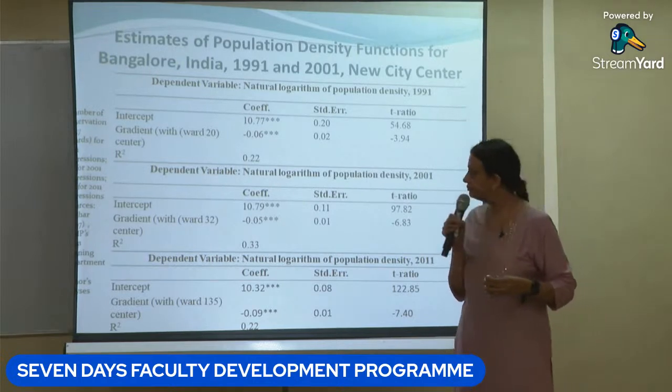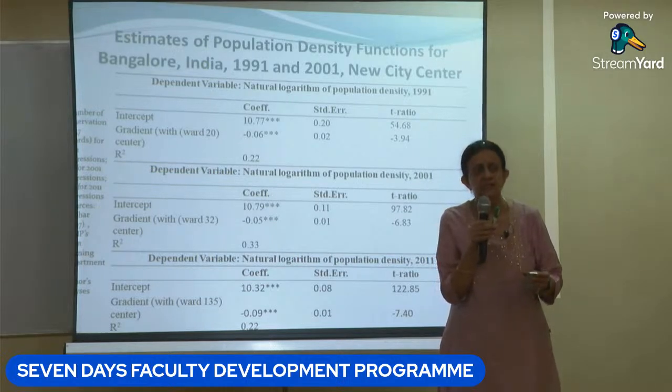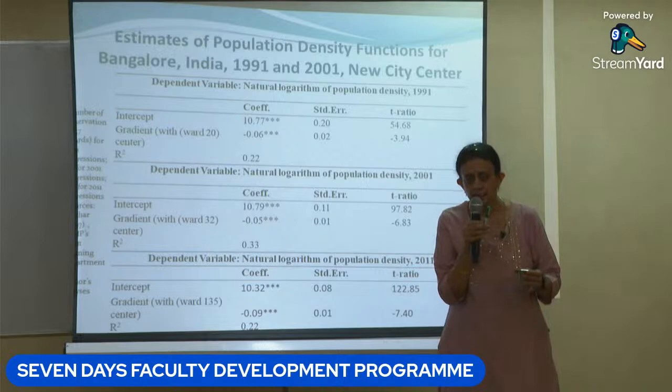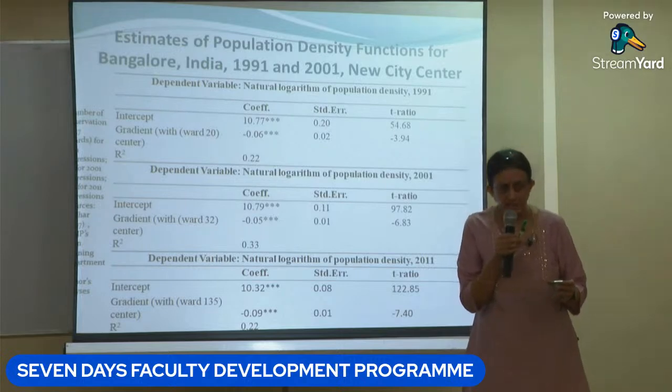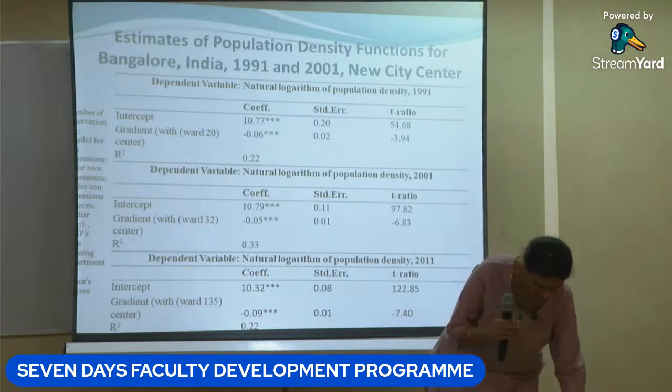What happens to the absolute value? It decreases, right? Which means suburbanization happened in Bangalore from 1991 to 2001, irrespective of what is chosen as city center.